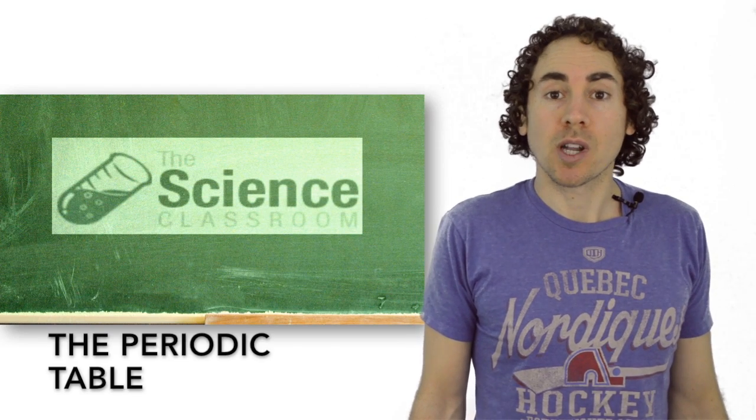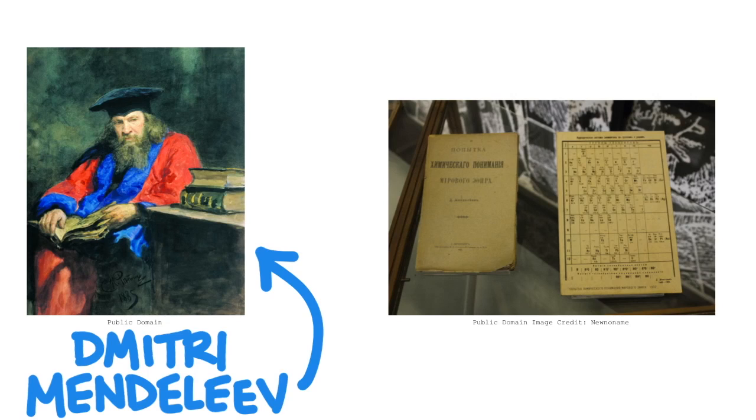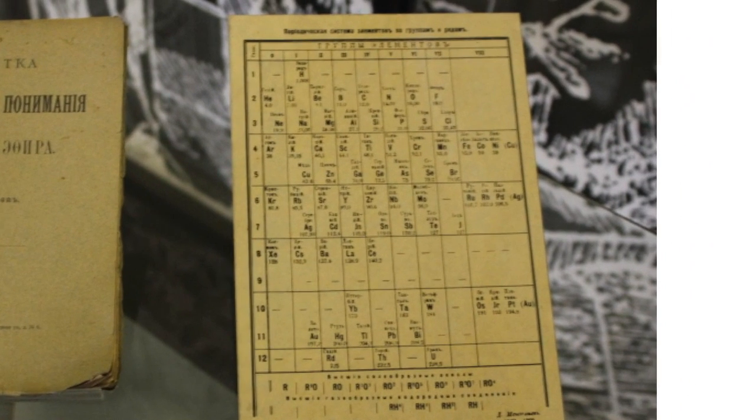In this video, we're going to talk about the periodic table. The periodic table has had many forms over the years. The first periodic table of elements to be widely accepted was developed by Dmitri Mendeleev in the late 1800s. His periodic table was ordered by increasing atomic mass, and he ordered the known elements into a table.